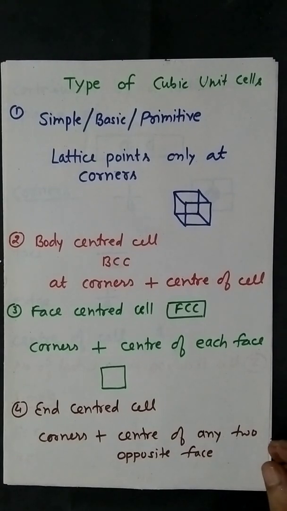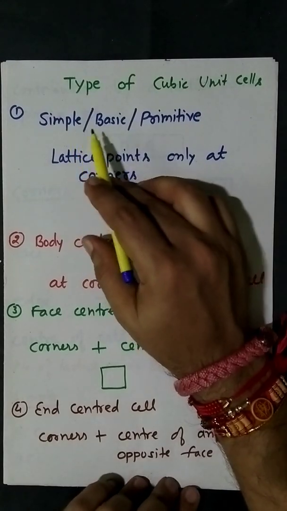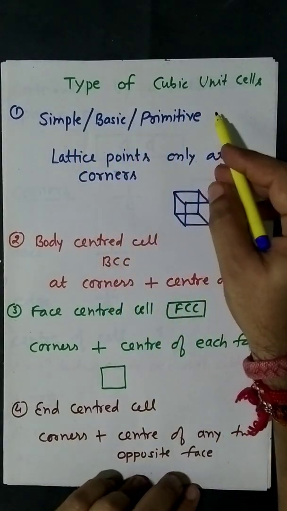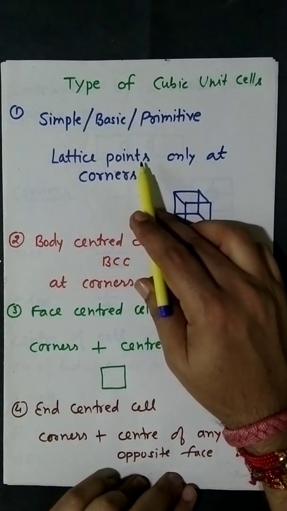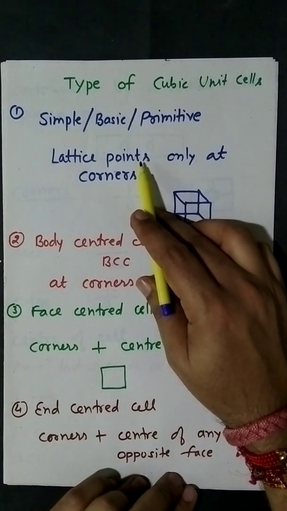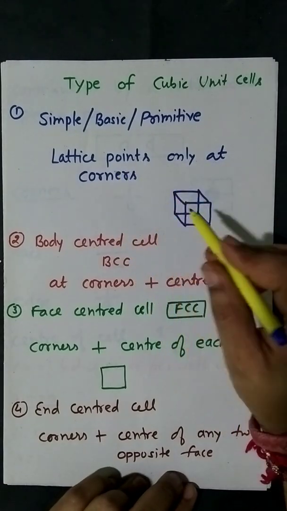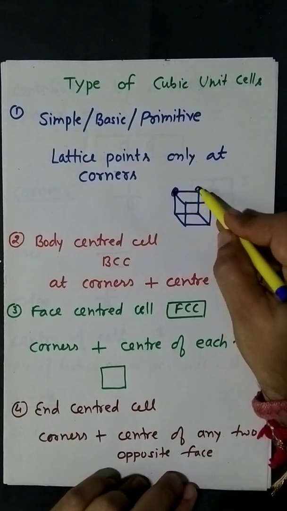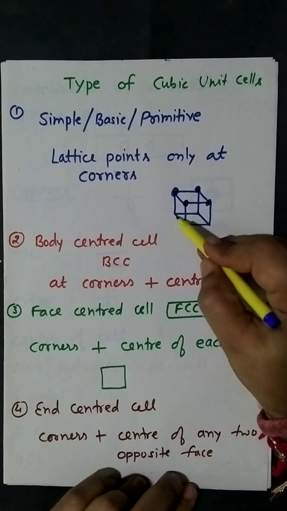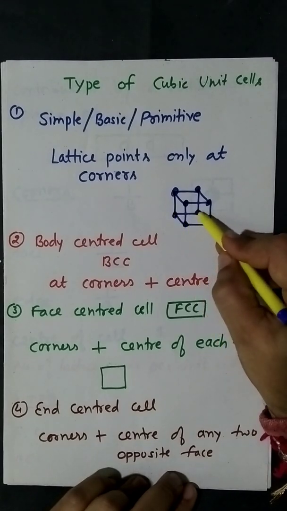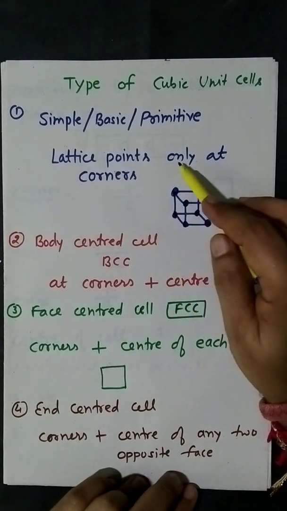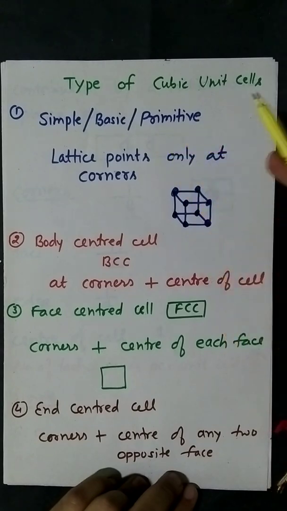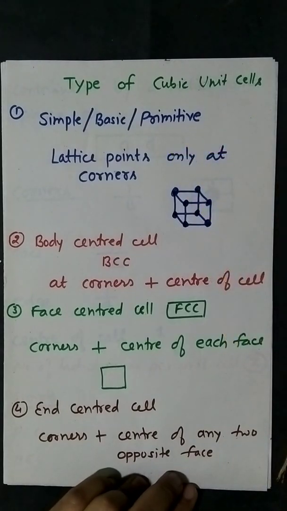Now, types of cubic unit cell. There are four types of cubic unit cell. The first is simple, which is also known as basic or primitive unit cell. Here lattice points are placed only at corners. Lattice point means a particle, it may be an atom, molecule, or ion, but these lattice points are only at corners. Like here, this is the position of a lattice point. You know that there are 8 corners in a unit cell, and each corner is occupied by one lattice point. Such a type of unit cell is known as simple, basic or primitive.